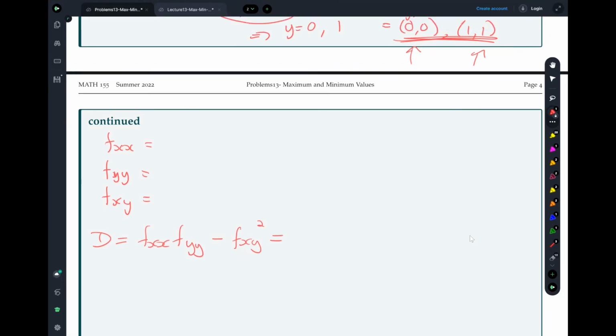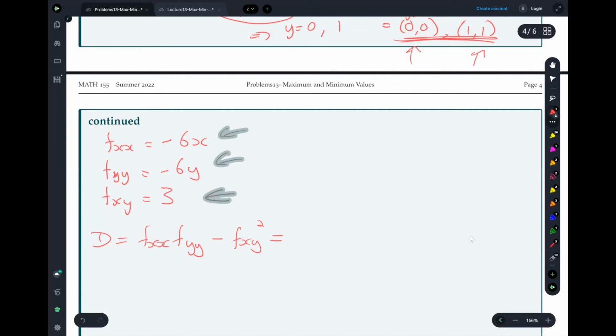Okay, can someone tell me what f sub xx is? Minus 6x, was that? Okay, f sub yy? Good. And f sub xy? 3. Okay, so you notice in this case, regardless of what our critical point is, f sub xy is always 3. So this is not going to depend on our critical points when we substitute them in, whereas these values here, because there are x's and y's, will depend on our critical point, okay?